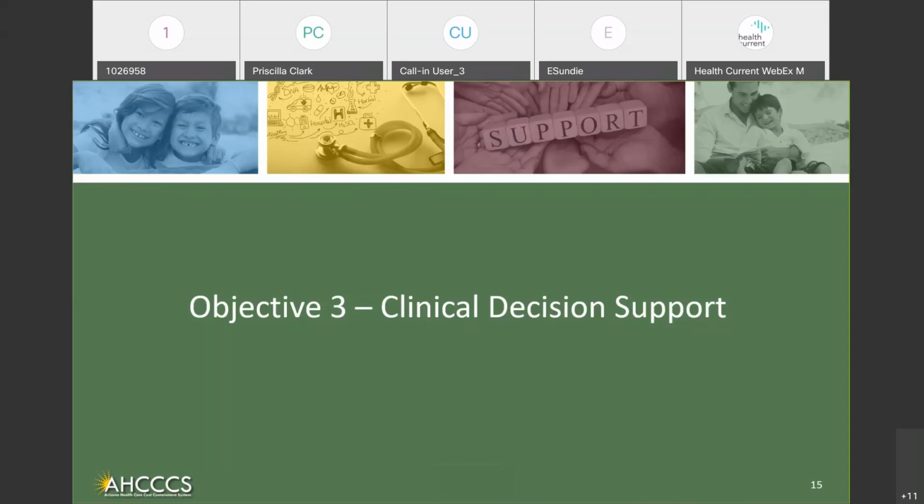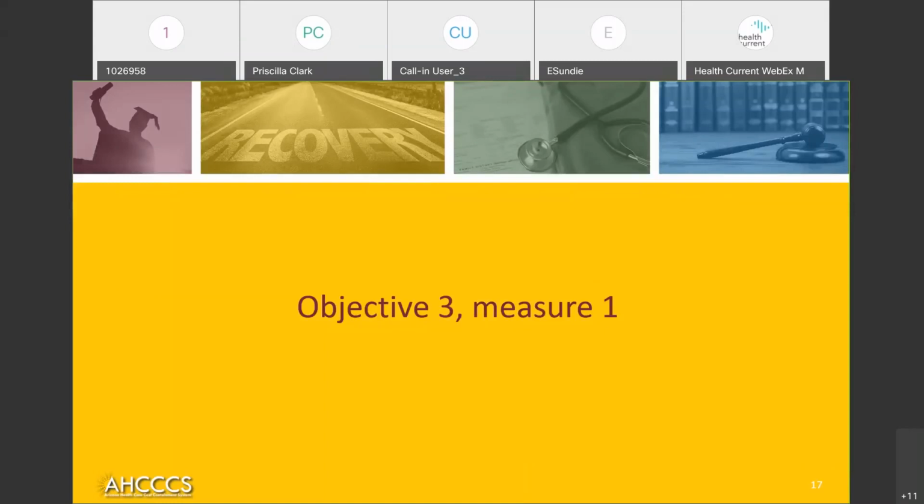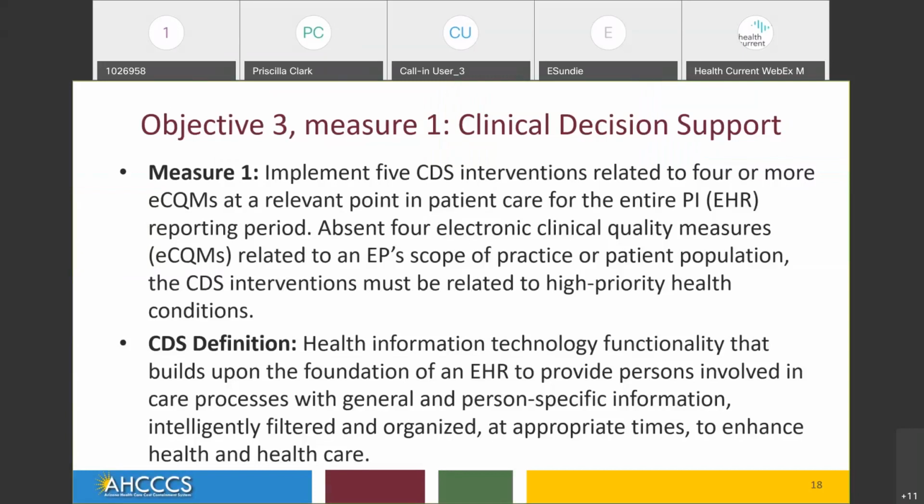Moving on to Objective 3, Clinical Decision Support. The objective is to implement clinical decision support interventions focused on improving performance on high-priority health conditions. An EP must satisfy both measures for this objective through a combination of meeting the thresholds and exclusions. Objective 3, Measure 1. Measure 1 is to implement 5 CDS interventions related to 4 or more ECQMs at a relevant point in patient care for the entire PI reporting period.